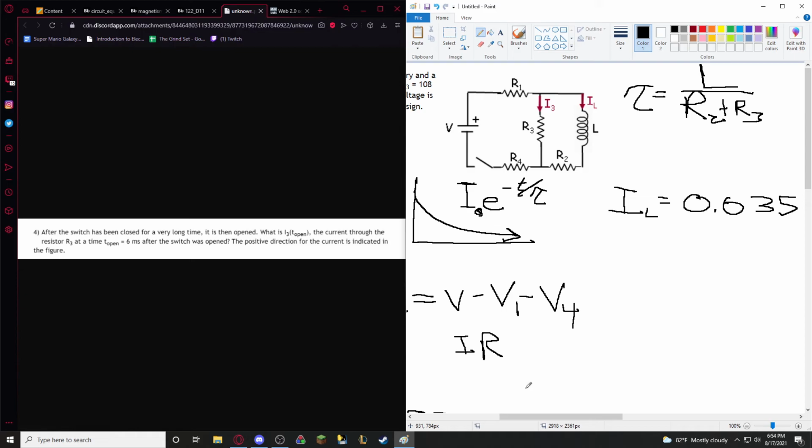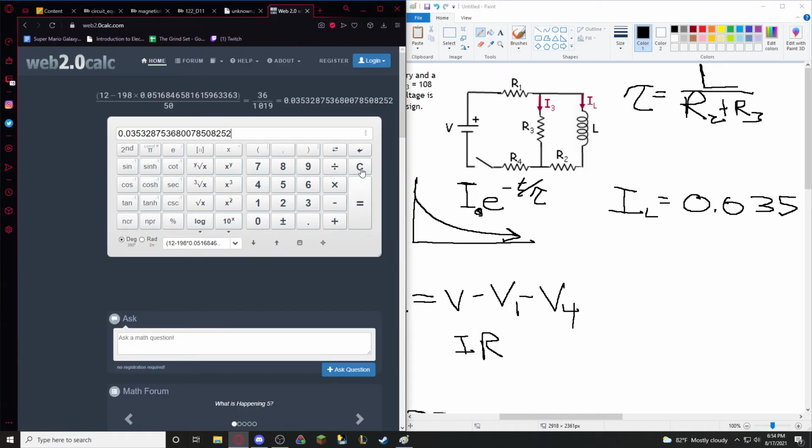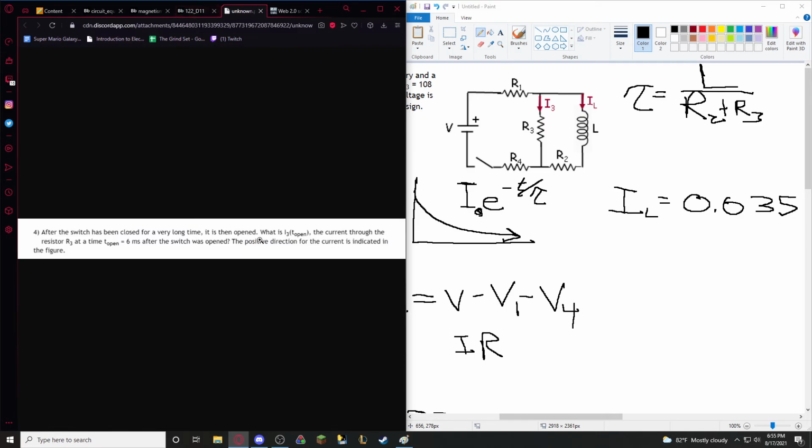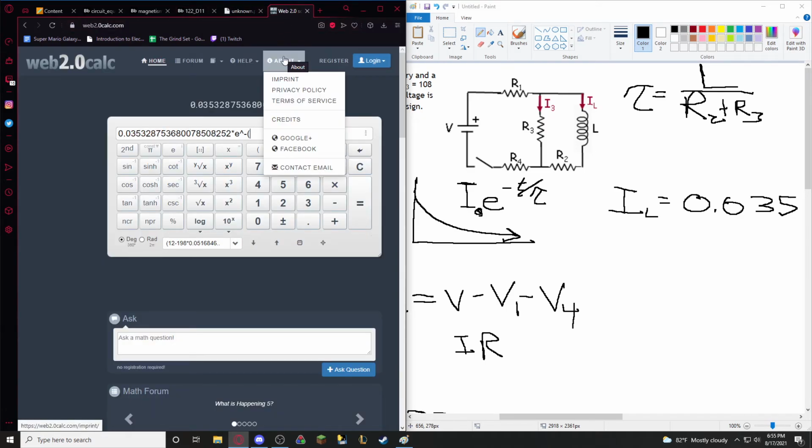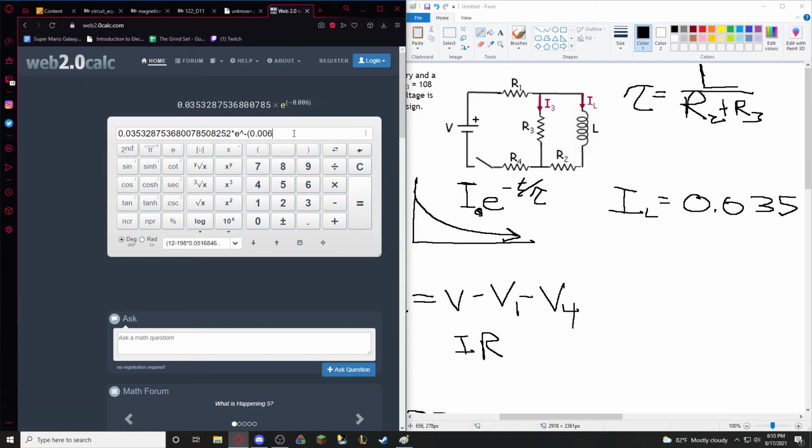So that I would equal IL times... Oh, okay. So it's literally my face on that graph. Then it's literally I naught. The I3 will equal I naught e to the negative t over tau. Yes, exactly. So let's get I naught times e to the negative, and then we have 6 milliseconds, SI units, 0.006 seconds, t over tau.